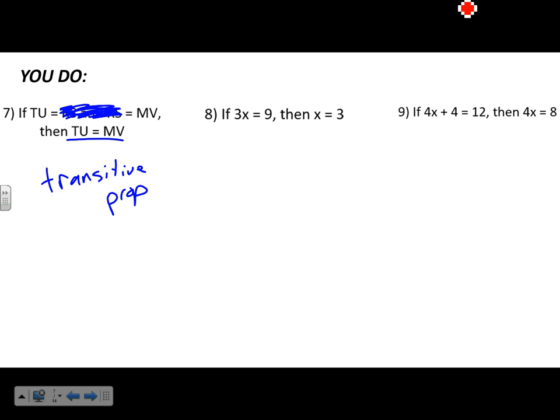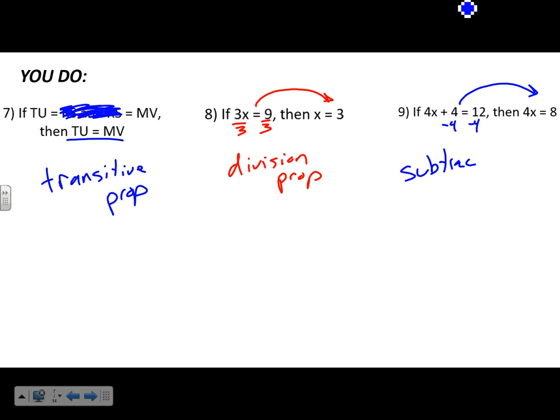Number 8, if 3x is equal to 9, then x is equal to 3. So again, what are we doing to this side to get this answer? Well, we're dividing by 3, so that's the division property. And number 9, we have 4x plus 4 is equal to 12, then 4x is equal to 8. So we subtracted 4. What do we do to get this? We subtracted 4, so that's the subtraction property.